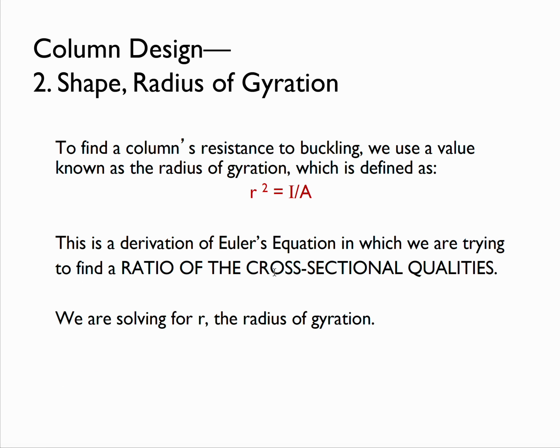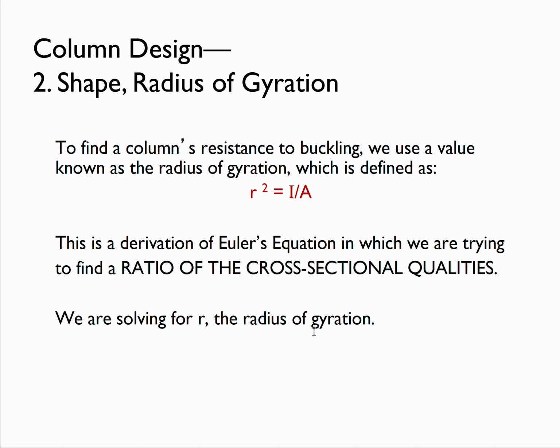Second aspect of it relates to the shape. So to find a column's resistance to buckling, we use something that's known as the radius of gyration. We define that radius of gyration r as r squared equals I, moment of inertia, divided by A, its area. What we're trying to get at here is I has to do with its shape, A, its area. We're trying to find where that area is located.